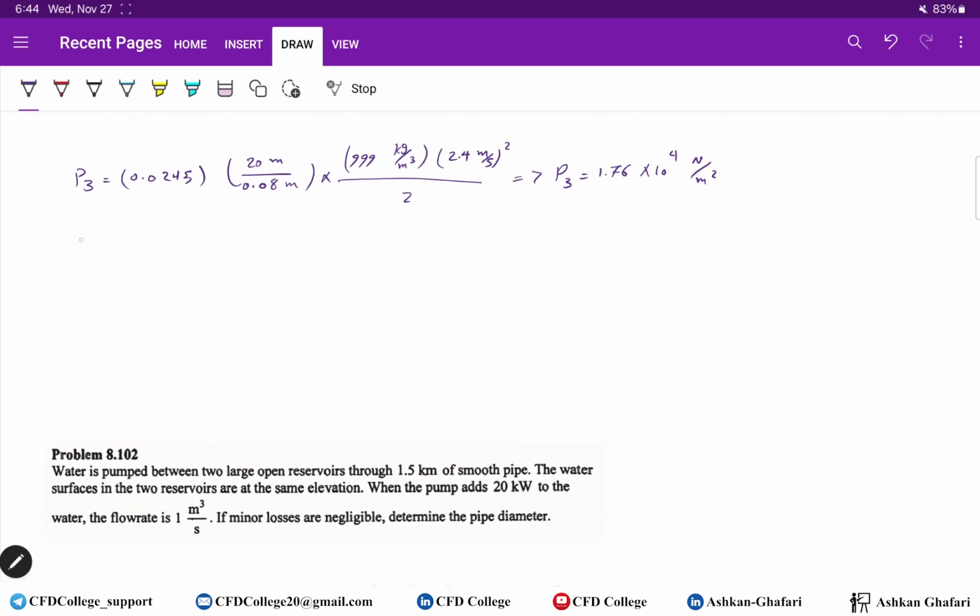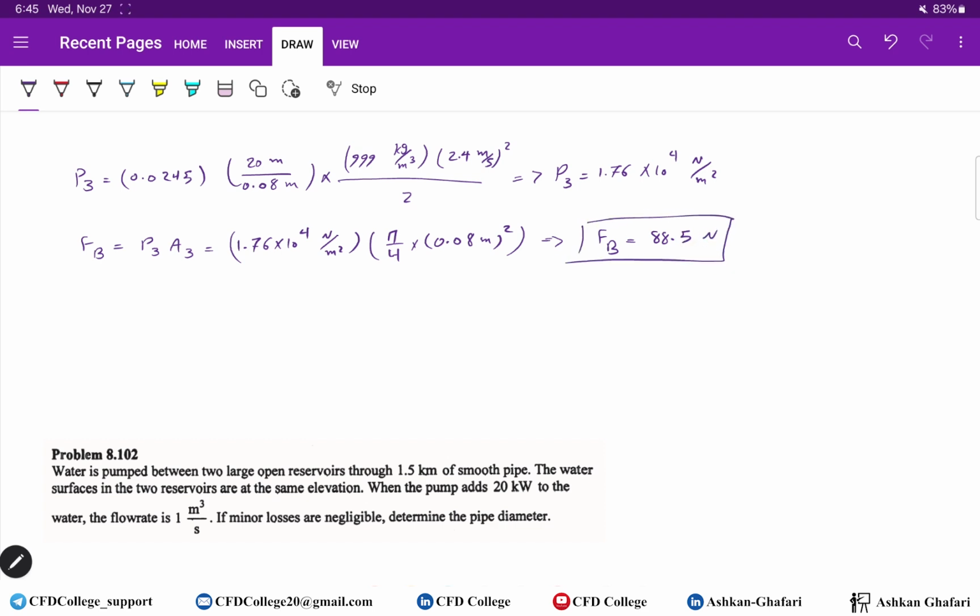and having that you can find FB. P3 A3 equals 1.76 times 10 to the 4 Newton per square meter times the area, pi over 4 and the diameter to the power 2. So FB equals 88.5 Newton.